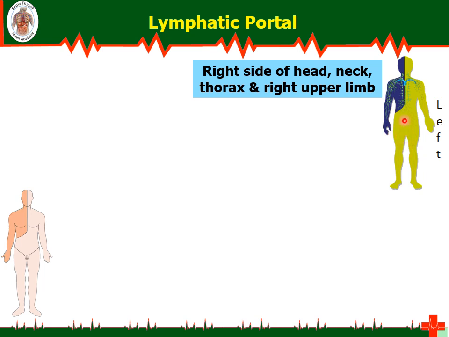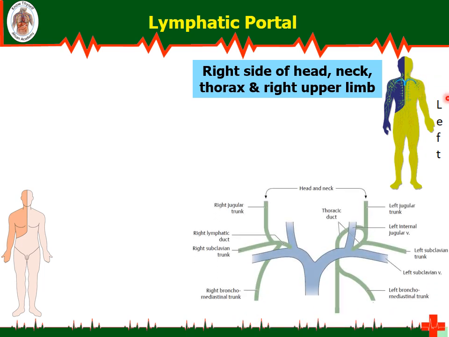This is the area marking, showing that the left side is the larger area and the right side is the smaller area. The right side area includes the right part of the head, neck, the thorax and the right upper limb. The rest of the body follows the left side.